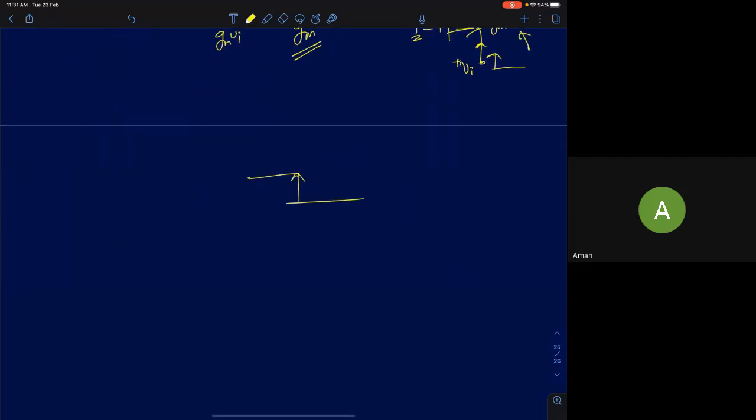To find the output resistance, I'm going to short circuit the input and find out from here the output resistance. First, let's assume R0 is infinity. If R0 is infinity, what is the output resistance?